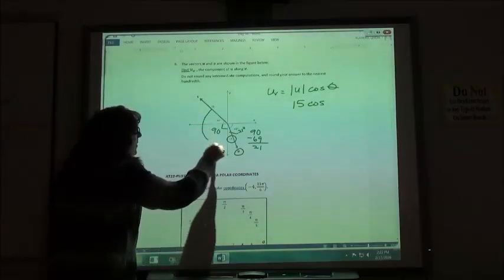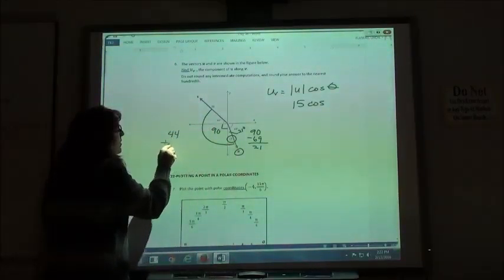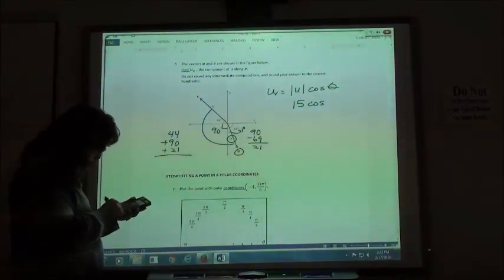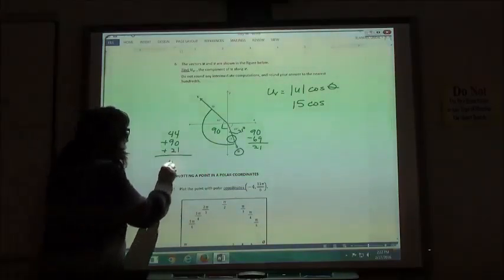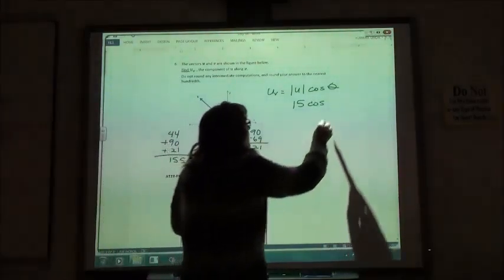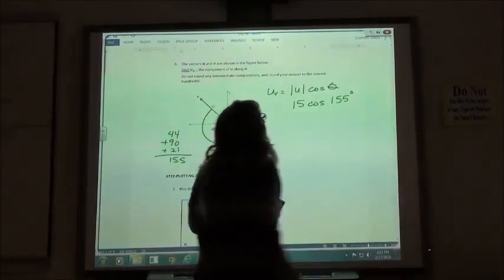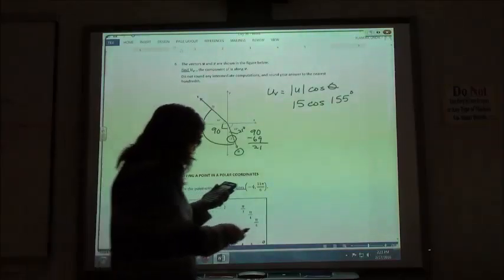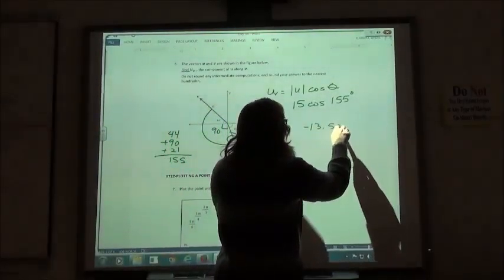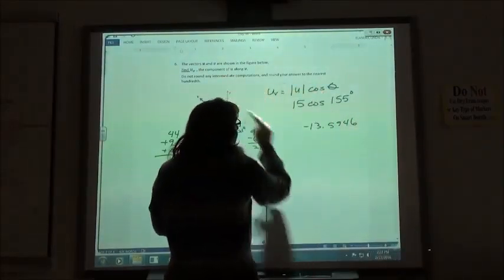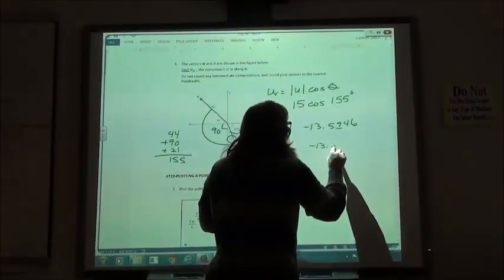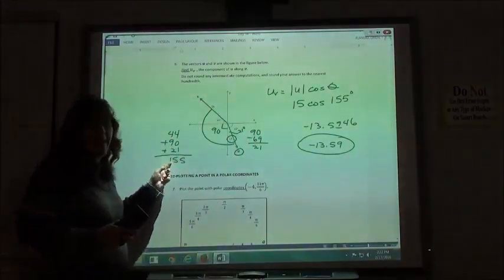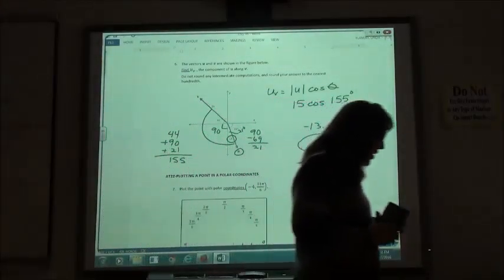So to find all the way from here to here, I'm going to take my 44 plus my 90 plus my 21. And I get 155. So I'm going to do 15 times the cosine of 155 degrees. So 15 cosine of 155 gives me negative 13.5946. I'm rounding to the nearest hundredth, so negative 13.59 would be my answer. And again, since my angle was an obtuse angle, I should end up with a negative answer, and I did.